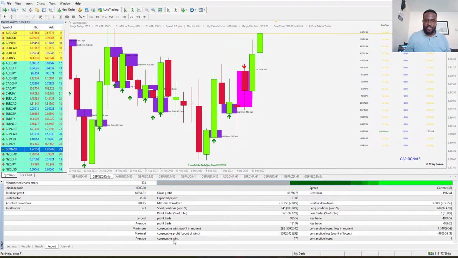The average consecutive wins were 174 wins against one loss. The consecutive profit count of wins was 292. Count of wins 50,952 against 1,806. So that's quite impressive. The reality is this: there are three things you can do here.